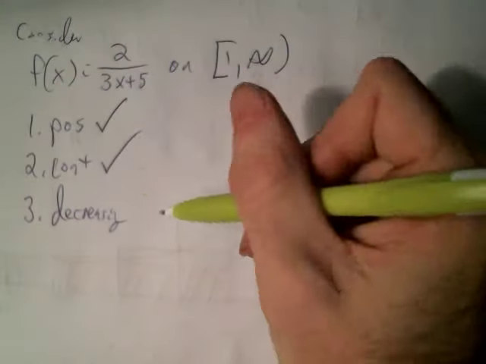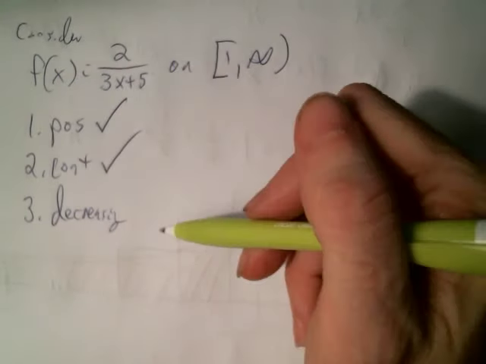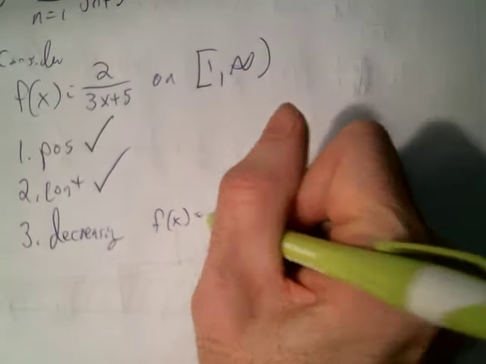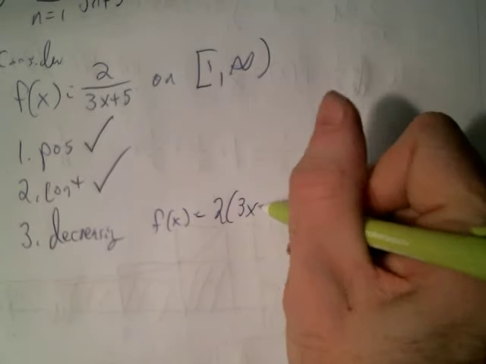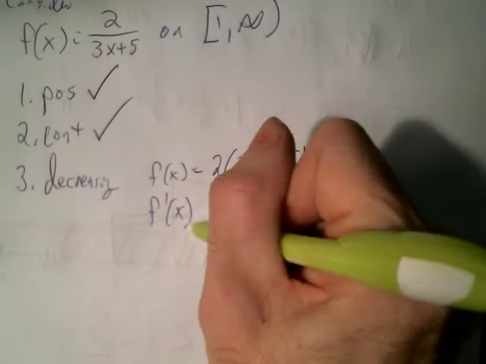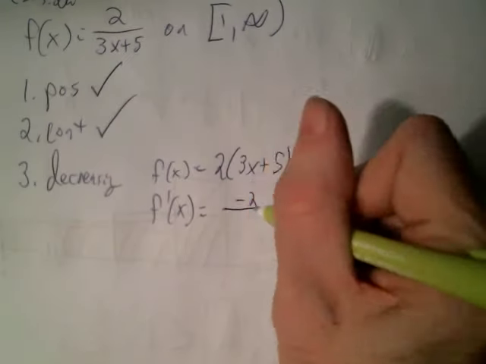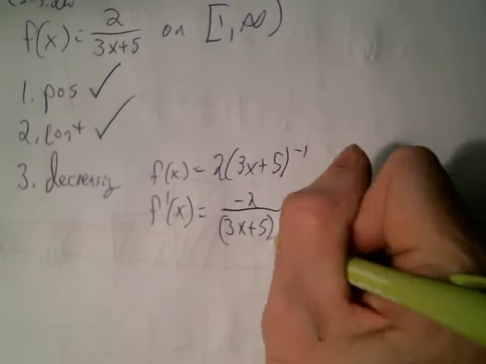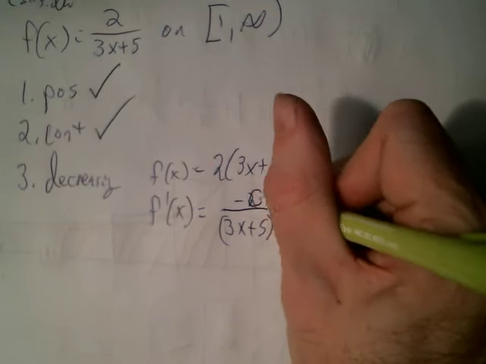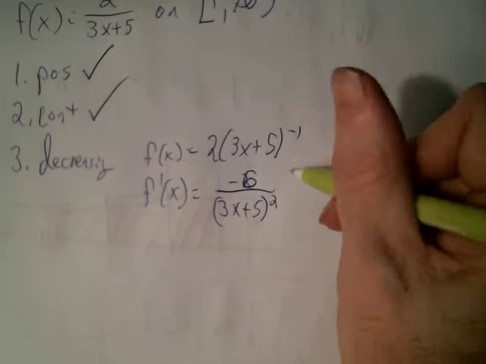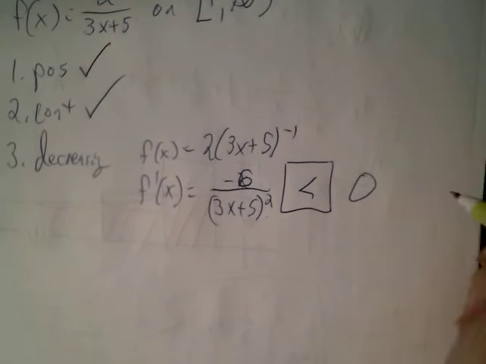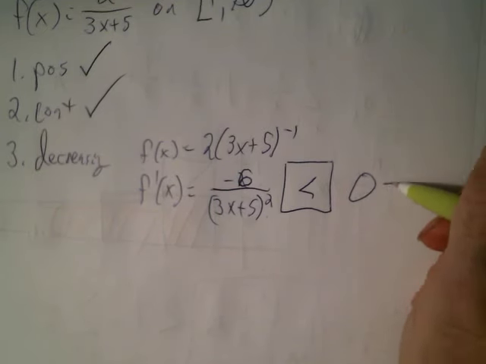And then to show it's decreasing, you probably just want to take the derivative. So if we consider f of x equaling 2 times 3x plus 5 to the negative 1, its derivative f prime of x will be negative 2 all over 3x plus 5 squared times the derivative of 3x, which is 3, so it'd be negative 6 over this. The numerator is negative, the denominator will always be positive. In other words, this thing's less than 0. If you remember from Calc 1, that implies it's decreasing.